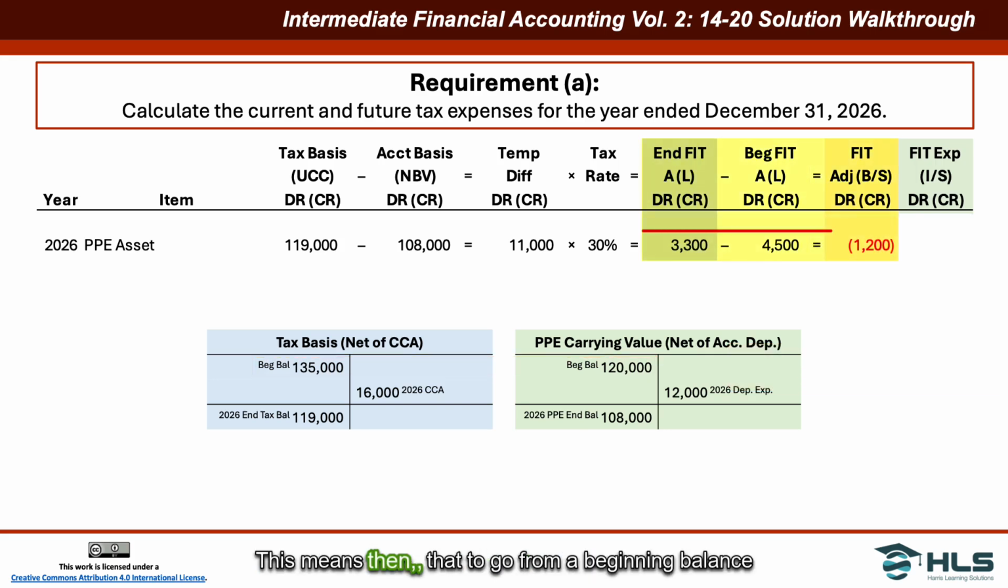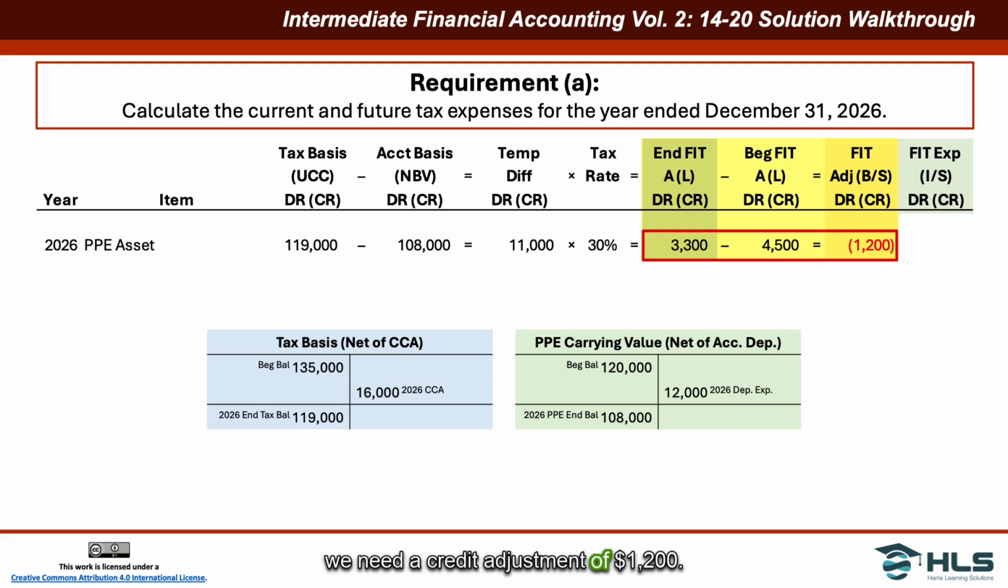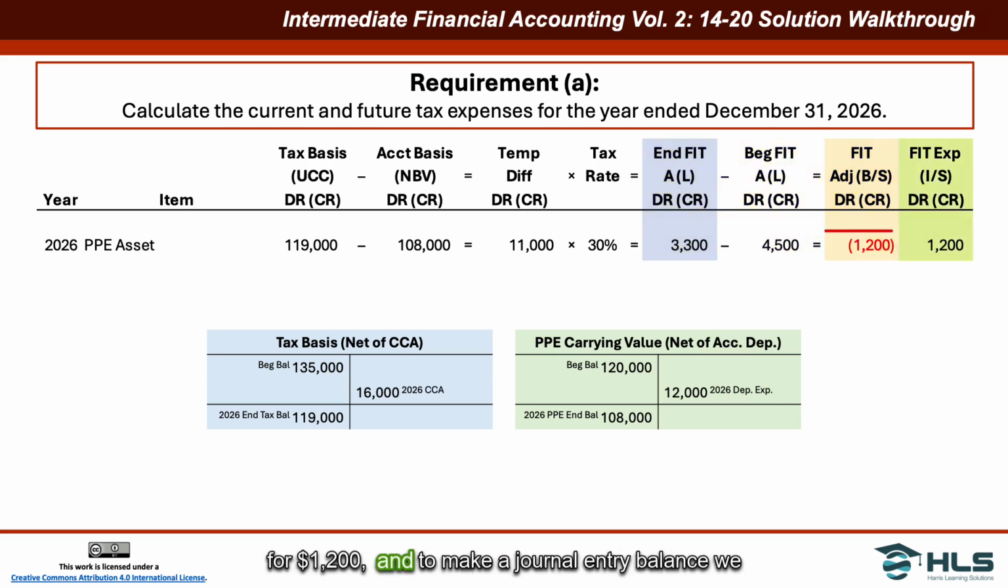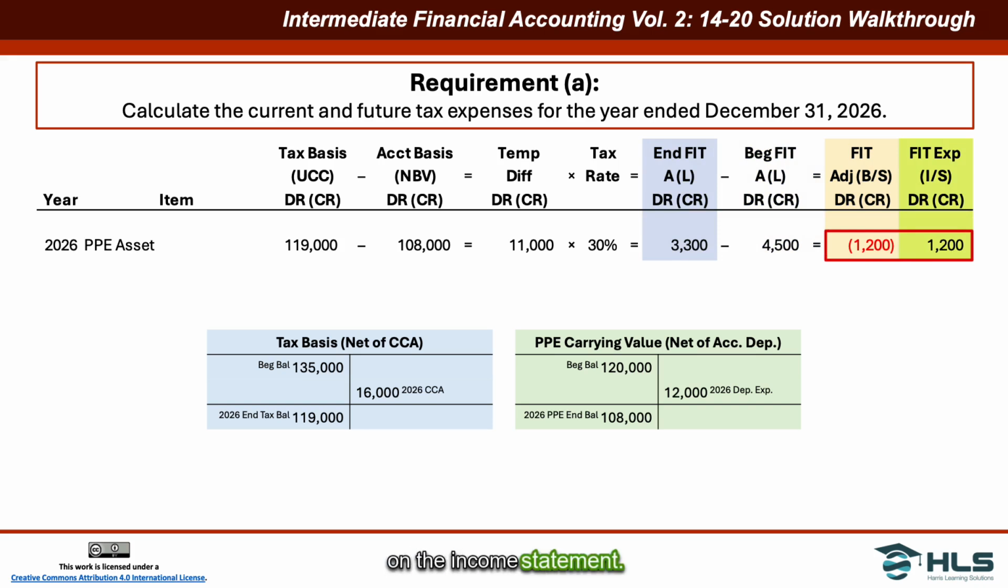This means then that to go from a beginning balance of $4,500 debit to an ending balance of $3,300 debit, we need a credit adjustment of $1,200. So we would credit the future tax account for PPE for $1,200, and to make the journal entry balance, we would debit the future tax expense on the income statement.